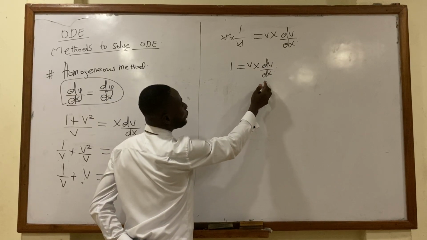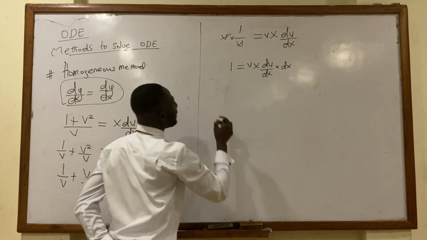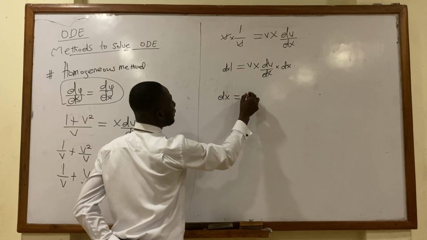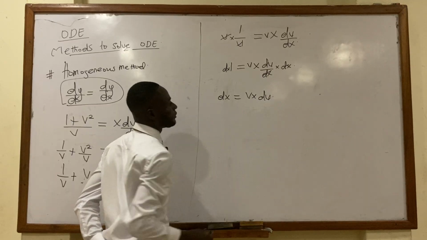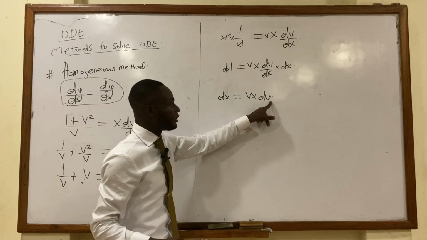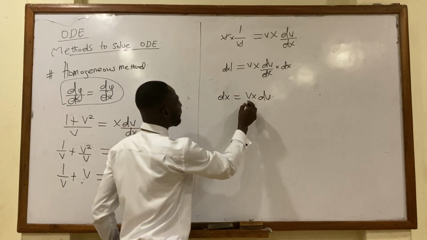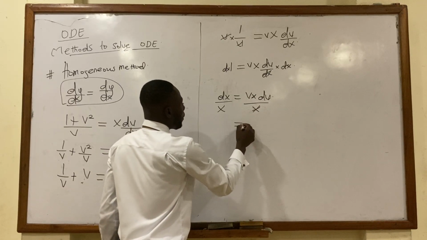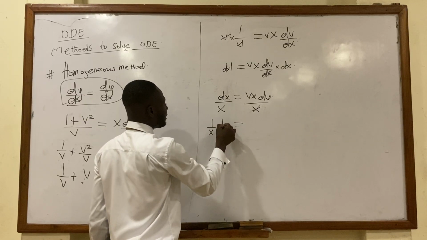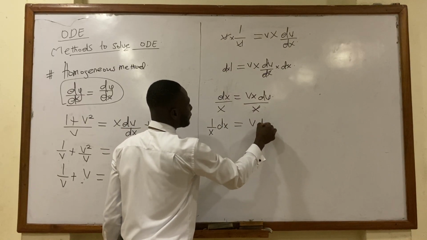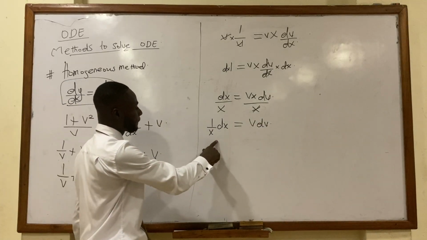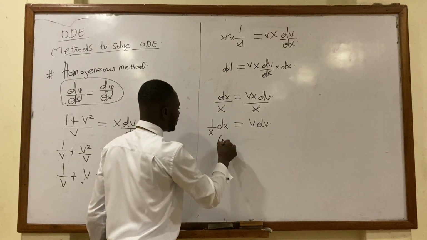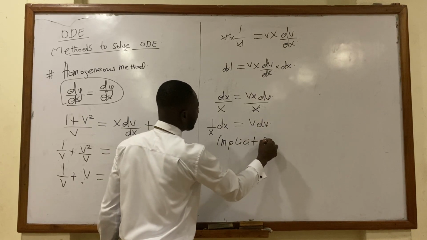Good. So now what can we do again? We can multiply this by x and multiply this by x. So we have x equals vx dv, right? Now we want only v dv here and x dx here, so we divide through by x, and then we have 1 over x dx equals v dv. Alright, so now we have it in the implicit form.